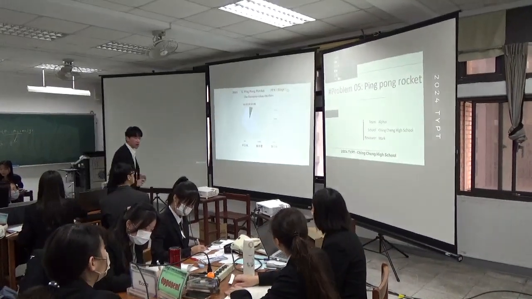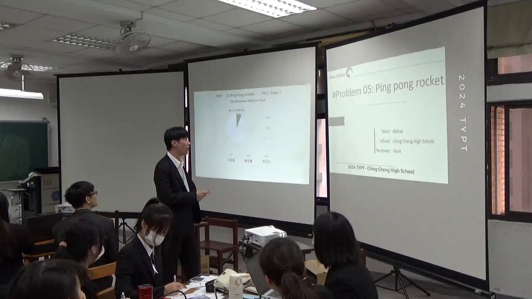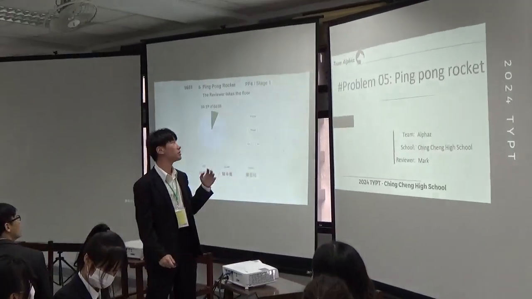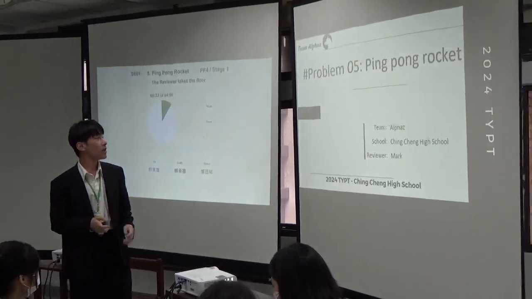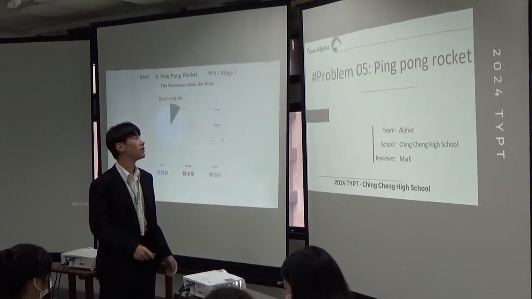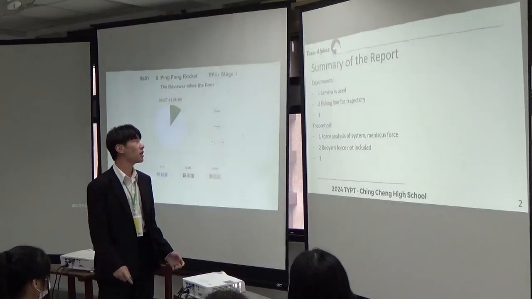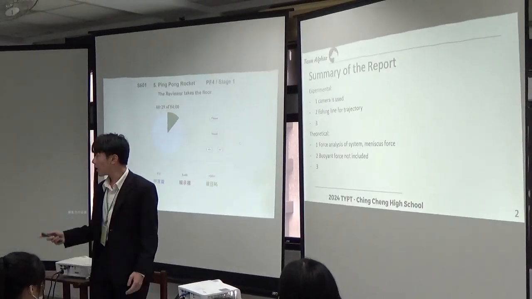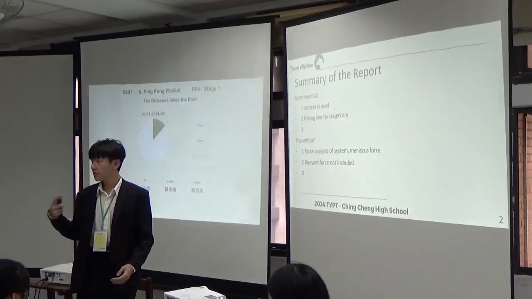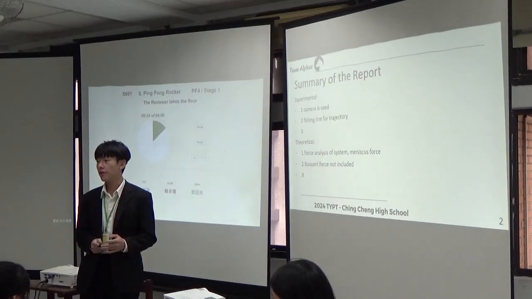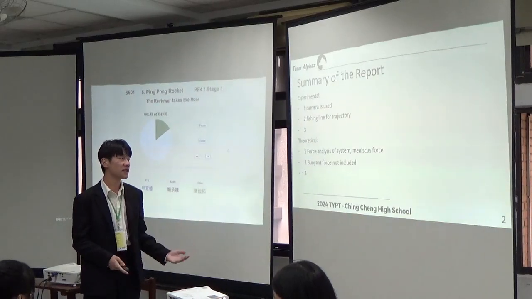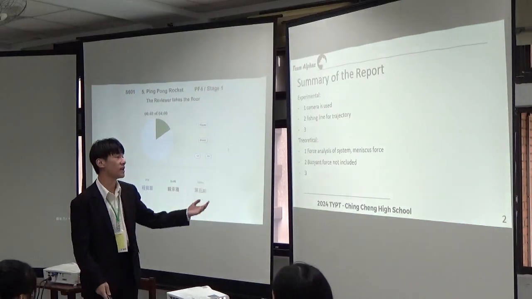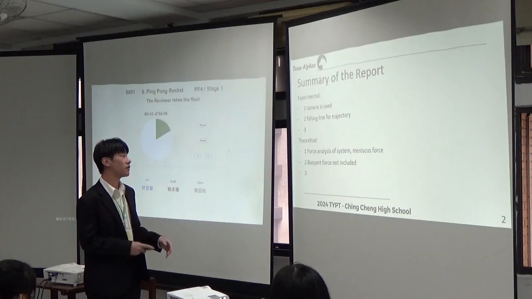Okay, honorable juries and fellow competitors, I'm a reviewer from Team Alpha Senior High School, and today I'm going to review problem number 5, ping pong rocket. Here is our first overview of the reporter, where the summary of the report is: they use a camera in their experiments and also the fishing line for the trajectory, and also their theoretical parts, they do the force analysis of the system, and they apply the meniscus force, and the buoyant force is not included.